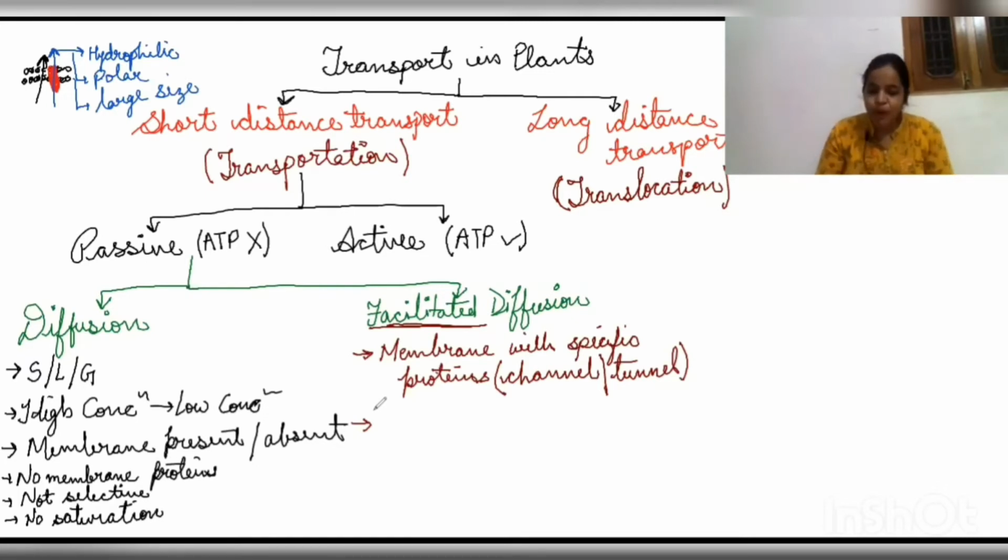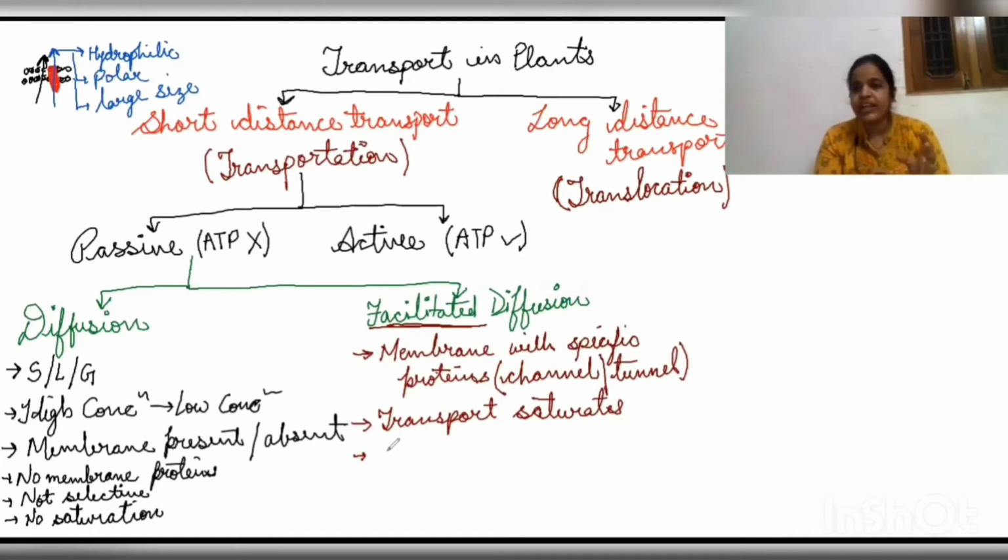So let's write the next point. In this sort of transport, it saturates. So transport saturates means reaches the limit. Next point is, because the proteins are there, these proteins are highly selective. Specific proteins are going to select specific molecules to transport them across the membrane. Right? So next point is highly selective. It means if they don't have their specific carriers, they will not get transported across the membrane.